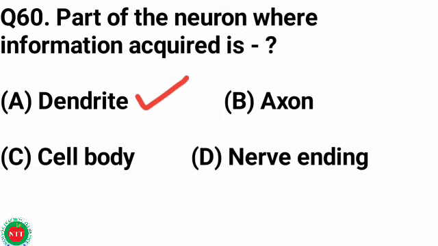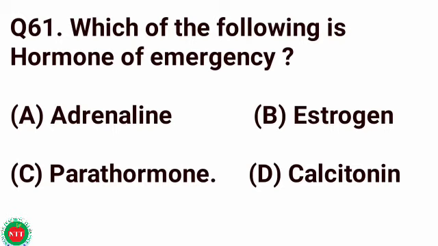Question number 61. Which of the following is hormone of emergency? Adrenaline, estrogen, parathormone, calcitonin. The right answer for this question is adrenaline.